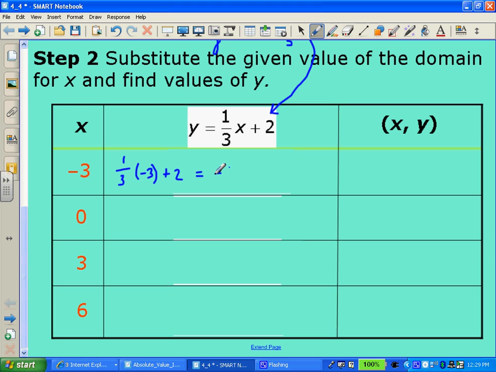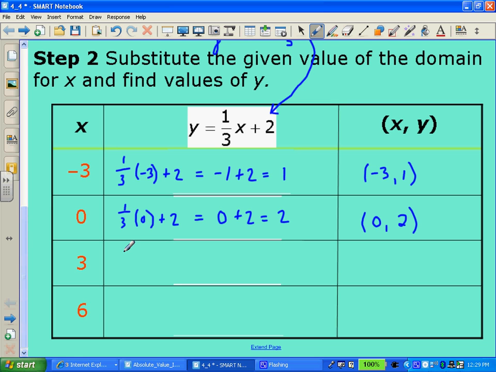So 1/3 times -3 is -1, plus 2 is 1. So then I have the ordered pair -3, 1. Then I do 1/3 times 0, plus 2. Well, 1/3 times 0 is 0, plus 2 is 2, so then I have the ordered pair 0, 2. Then I plug 3 in there. 1/3 times 3 is 1, plus 2 is 3, so I get the ordered pair 3, 3.